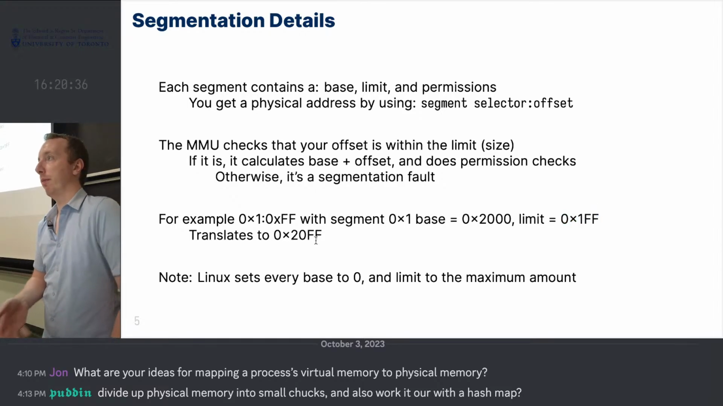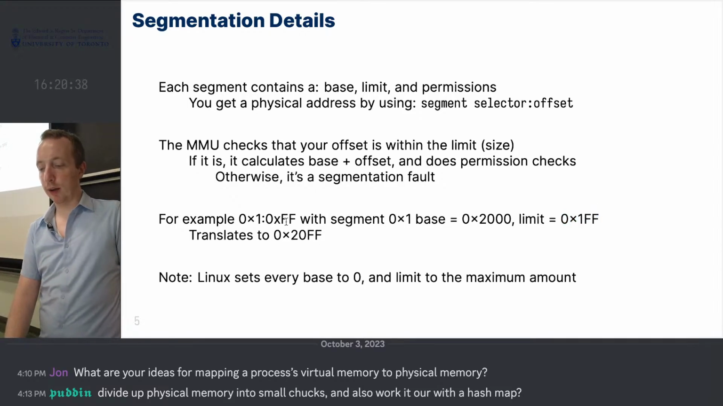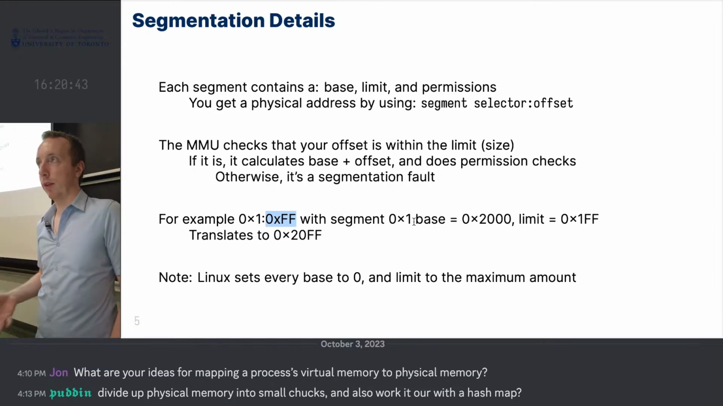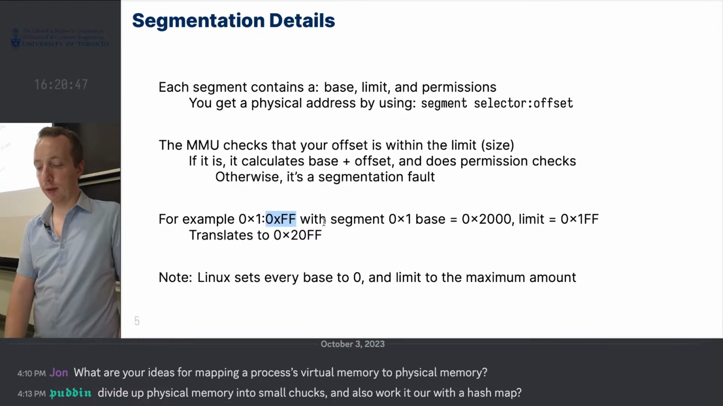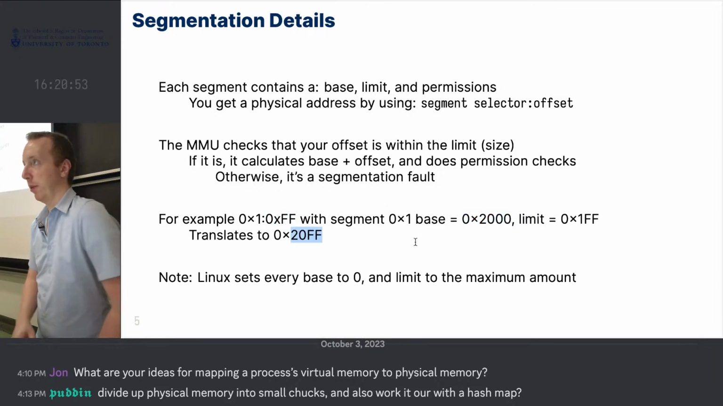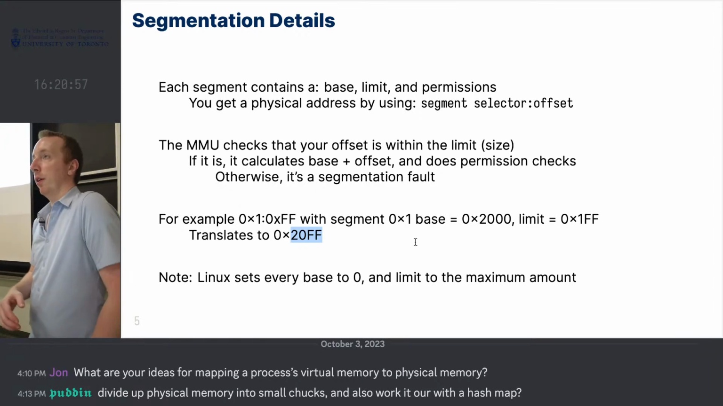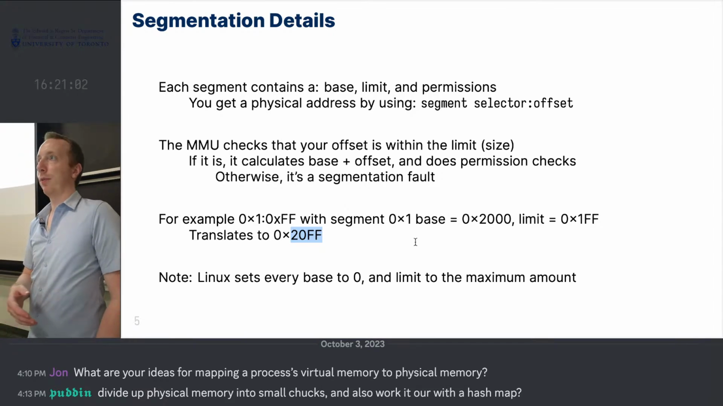Its limit is 1FF, or size. And then when it did this translation, it would see that FF is less than 1FF, so this is within bounds. Assume that it has the correct permissions. So to calculate the physical address, it would just do 2000 in hex plus FF to give you 20FF. That's your physical address.